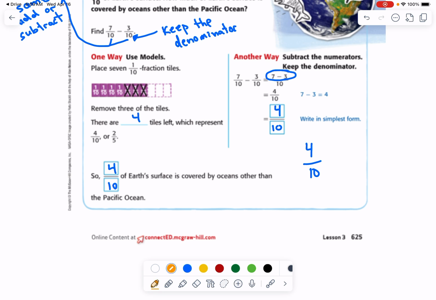Okay, so 10 is not divisible by 4, so that's out. But they are both divisible by 2. So let's do that. Okay, 4 divided by 2, that's 2. 10 divided by 2, that's 5. Okay, so the final answer will be that the rest of the oceans cover 2/5 of the Earth's surface.